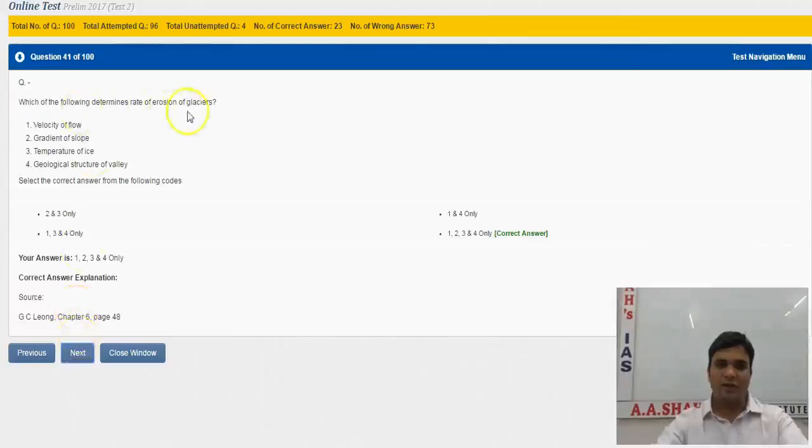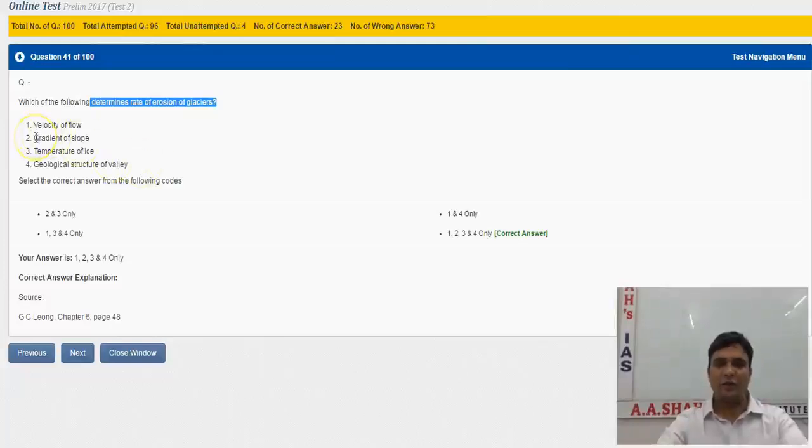Now, which of the following determines the rate of erosion of glaciers? Certain factors or metrics are given: velocity of flow, gradient of slope, temperature of ice, geological structure of the valley. And the correct answer would be all four of them. See, the rate of erosion of glaciers is also dependent on the velocity of the flow of the glaciers as to at what rate they are dissipating or retreating. Based upon that, it will definitely have a direct impact on the rate of erosion of glaciers.